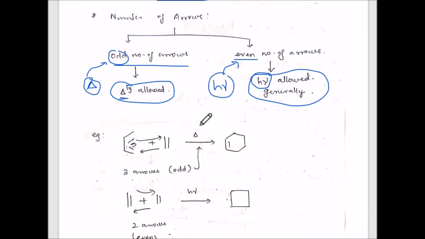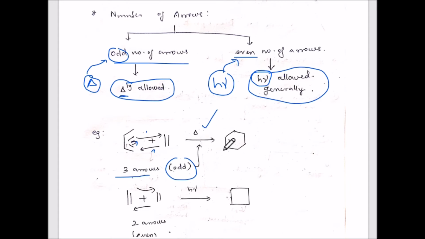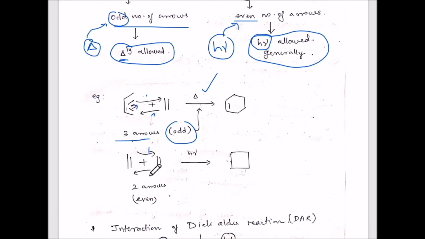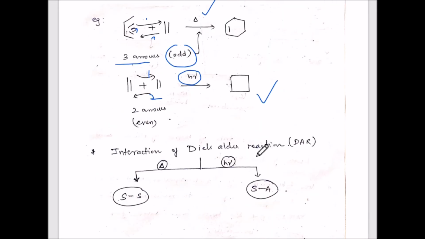Let me tell whether it is thermally allowed or photochemically allowed with an example. You see here, when I do this cyclization, you see 1, 2 and 3, so there are 3 arrows involved. 3 is an odd number. Odd means only a single triangle, so you put thermal. So this is a thermally allowed condition. In this case, you have 1 and 2, only 2 arrow marks are involved. 2 is an even number, so h nu. It is a photochemical reaction. This is one more trick which you can remember easily.